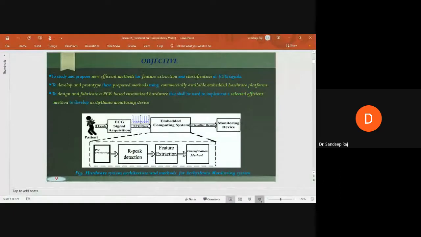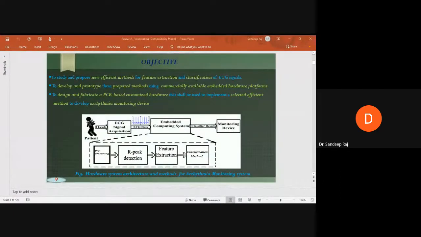Coming to the objective part, we study and propose new efficient methods for feature extraction and classification of ECG signals, to develop hardware using embedded hardware platforms. And finally, we have fabricated a PCB-based customized hardware that is used to implement a selected efficient method. It means we have developed 4 or 5 combinations of algorithms, and selected the algorithm which is efficient. Efficient means in terms of accuracy as well as computational complexity. So the algorithms are implemented in real time using microcontrollers, and among them, the efficient method is also fabricated.